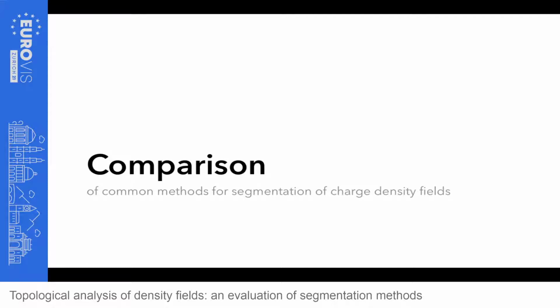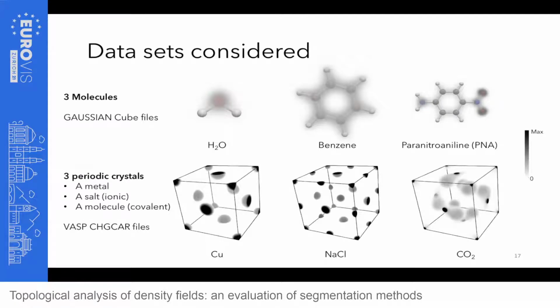I will now provide the comparison results for various segmentation methods. I will be giving a more data analysis and visualization perspective for this problem. We consider 6 different datasets for this case study. 3 of them are molecules, while the other 3 are periodic crystal lattices. The data for the molecules is generated using Gaussian software, while for the crystals we use WASP.